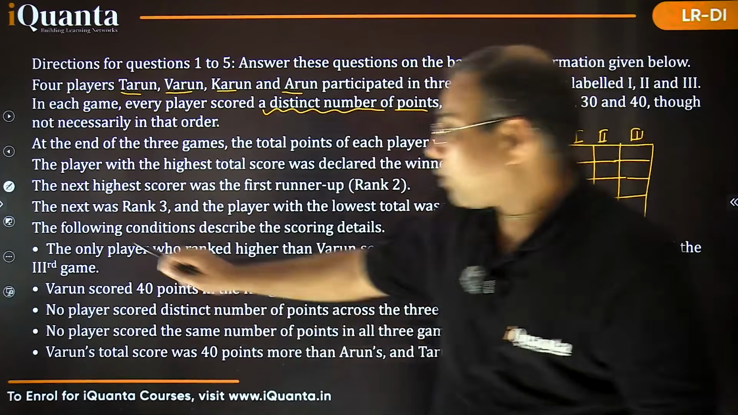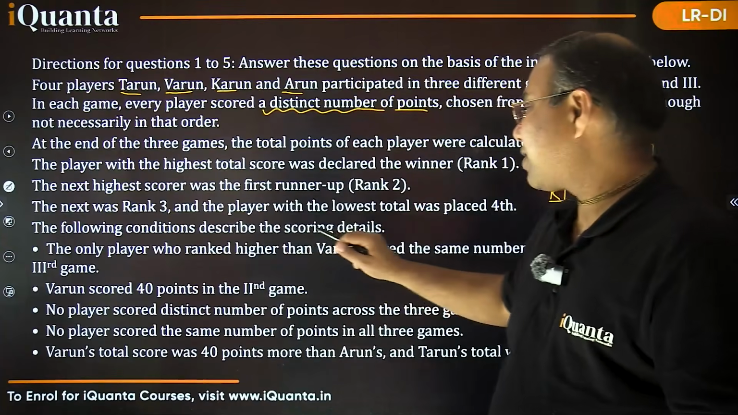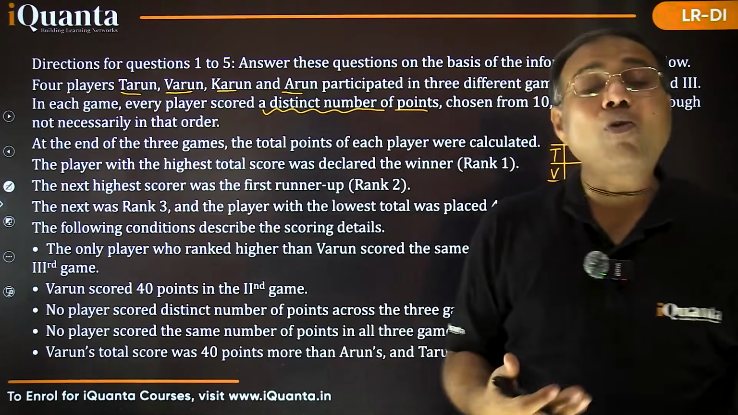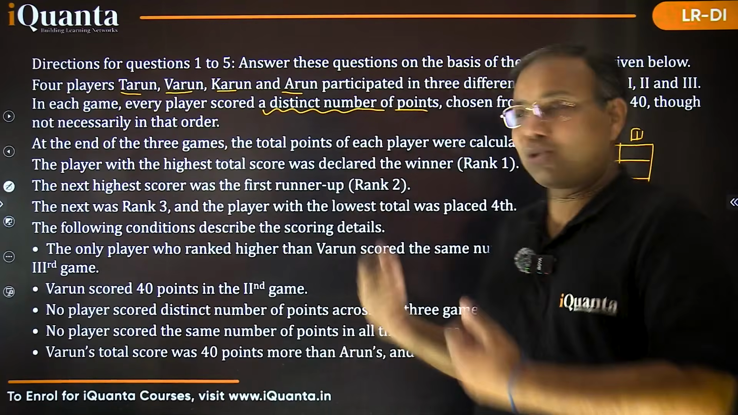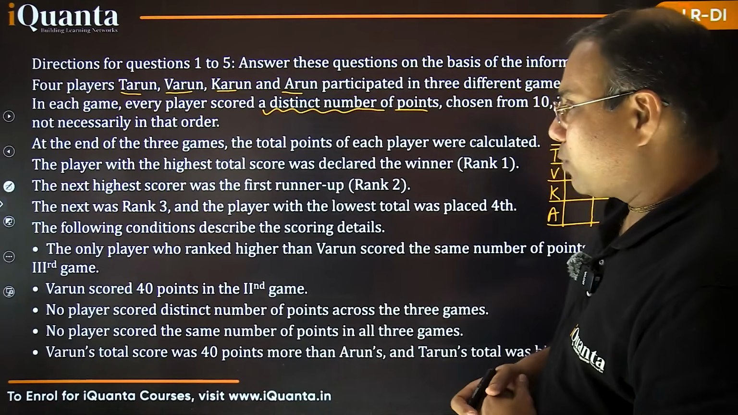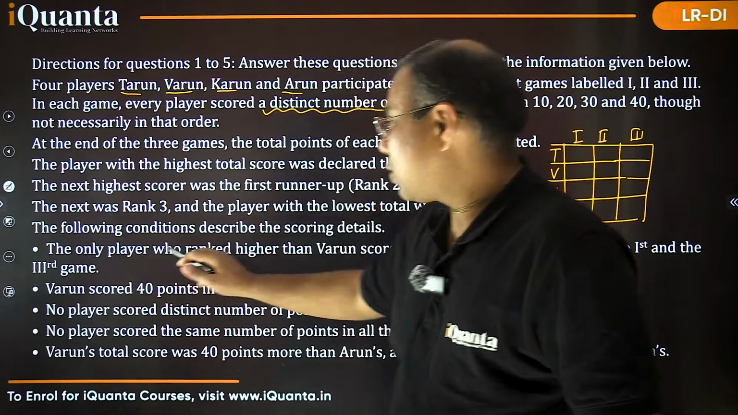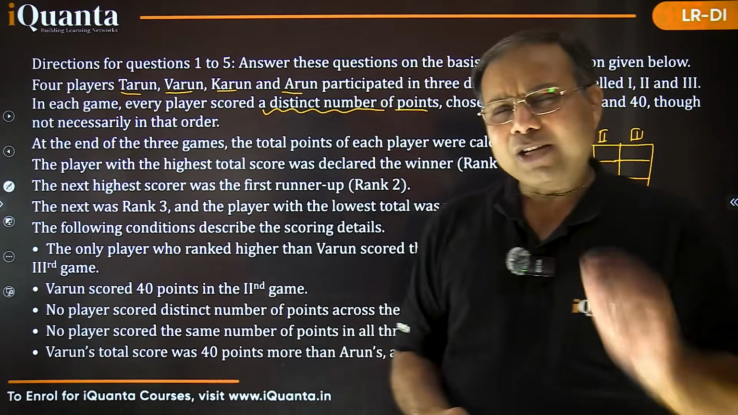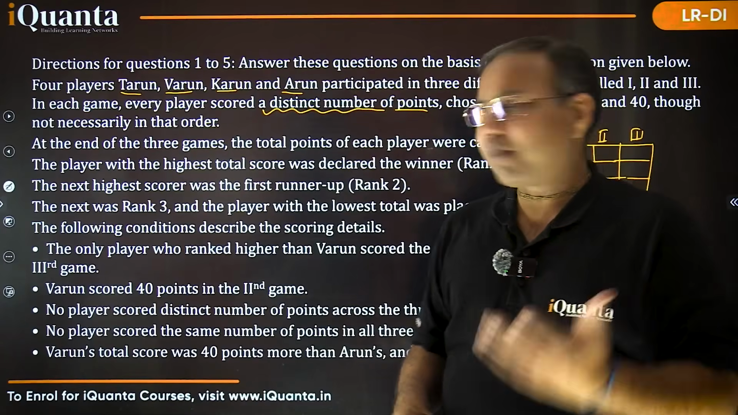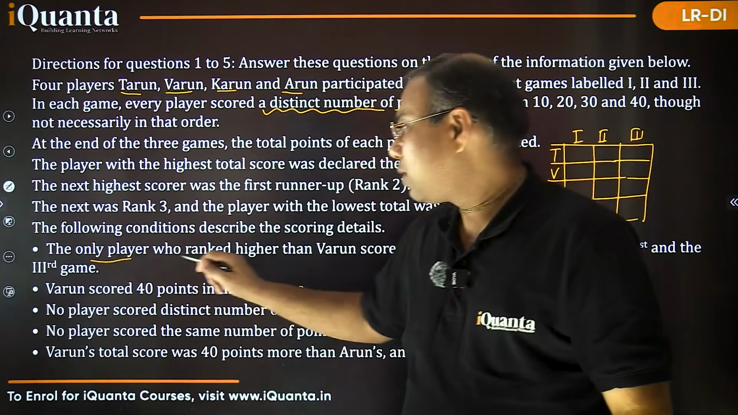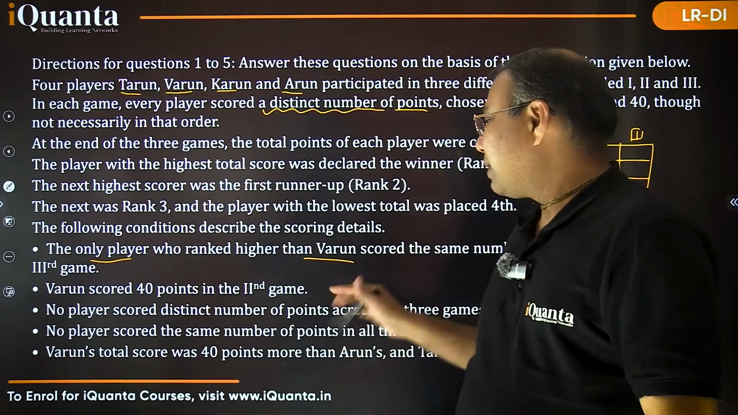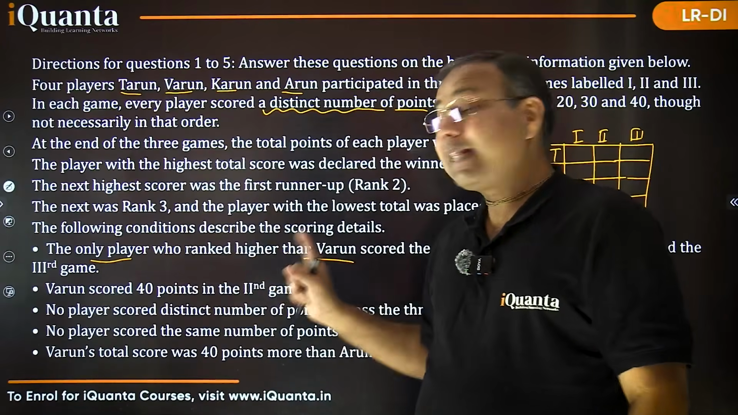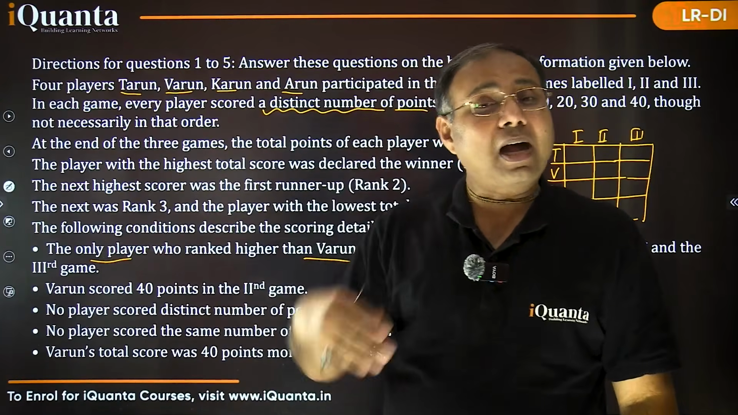The following conditions describe the scoring details. There are certain points mentioned here which tell how they scored in these 3 games. So let's read. The first point says the only player who ranked higher than Varun. Before I read further, can you tell me what you infer from this? It says there is only one player who ranked higher than Varun.